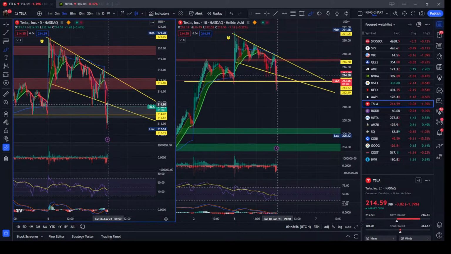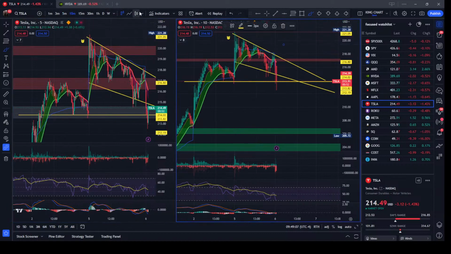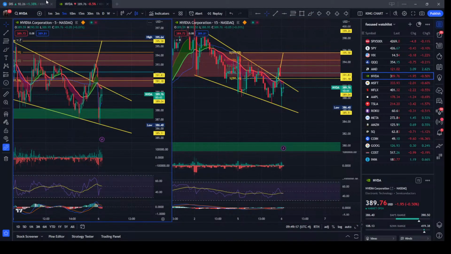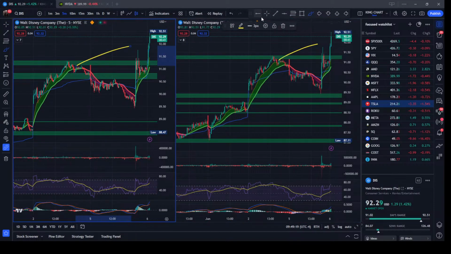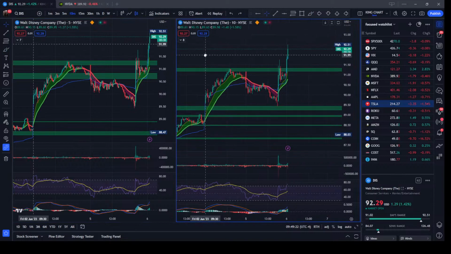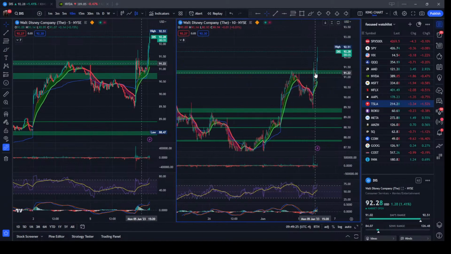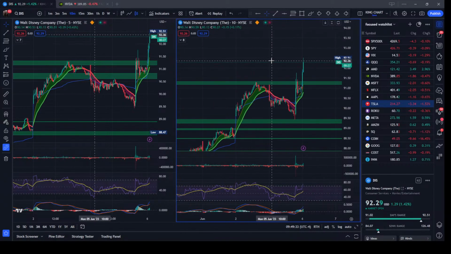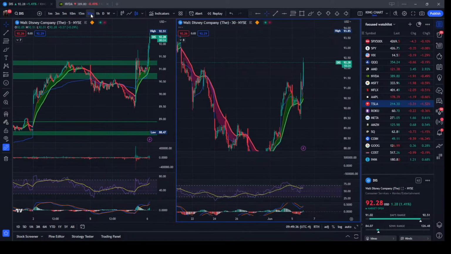Tesla looks like it's trying to retest our bull flag there. Let's see if it gets back into the pattern. Disney, sure. Disney freaking ripping. Well, I think Disney's ripping off that news from Apple from yesterday because they're apparently partnering up.